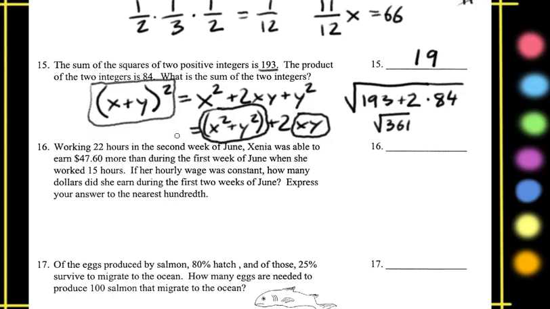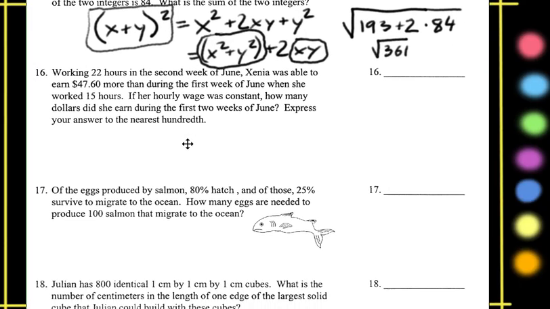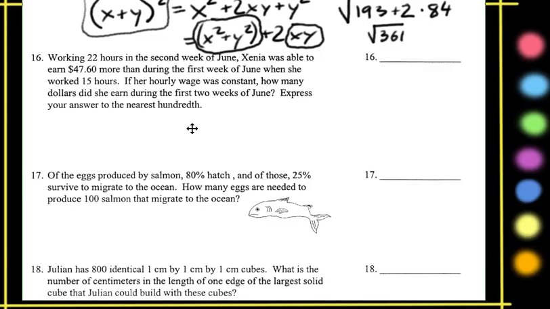Okay, working 22 hours in the second week of June, Xenia was able to earn $47.60 more than during the first week of June when she worked 15 hours. If her hourly wage was constant, how many dollars did she earn during the first 2 weeks of June? Express your answer to the nearest hundredth. Okay, so this is how much more she earned by working 22 hours than when she worked 15 hours. So that must be 7 times her hourly wage.